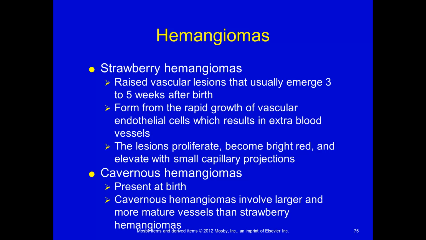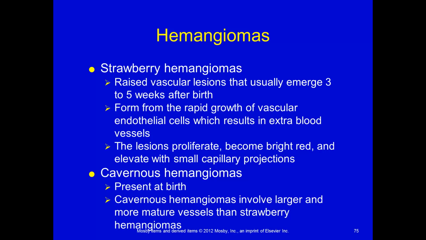Now the other hemangioma is called a cavernous hemangioma. These are usually present at birth, as opposed to emerging 3 to 5 weeks after birth like the strawberry hemangioma. But cavernous hemangiomas involve larger and more mature vessels than the strawberry hemangioma, so we're not just talking about little capillaries; we're talking about larger, more mature vessels. So they actually cause more of a malformation.